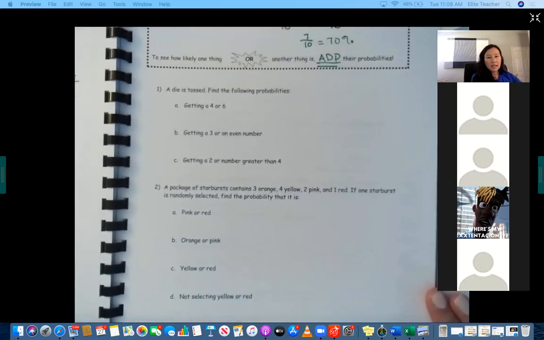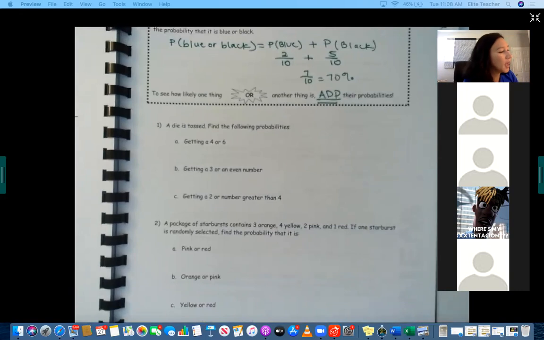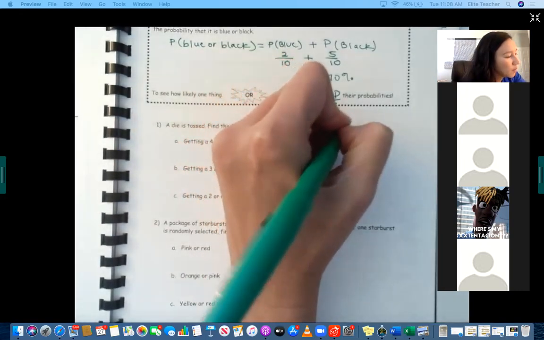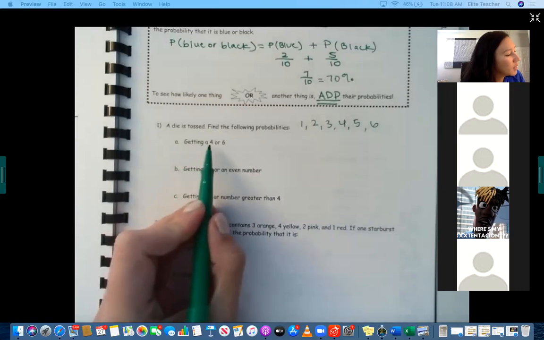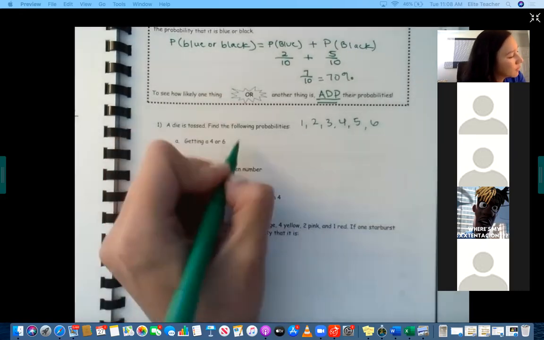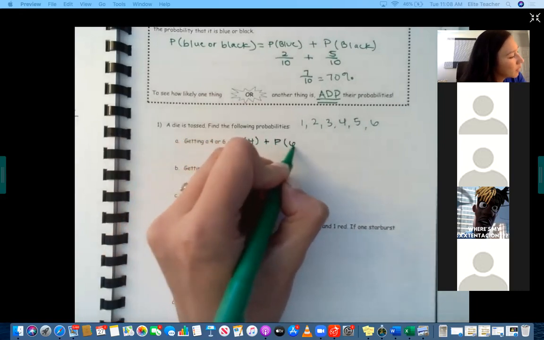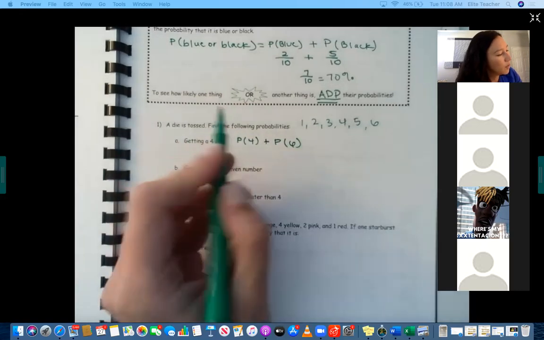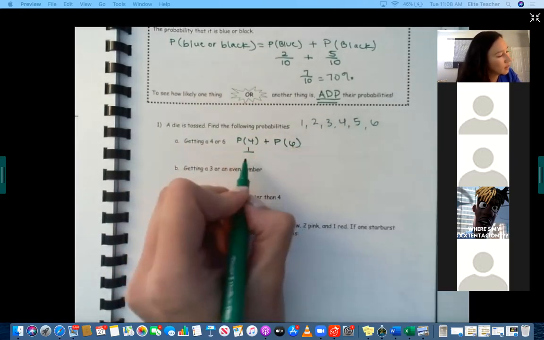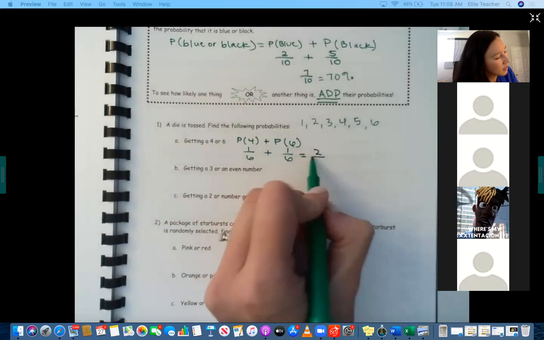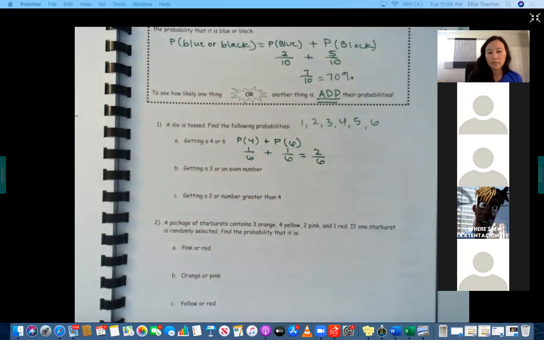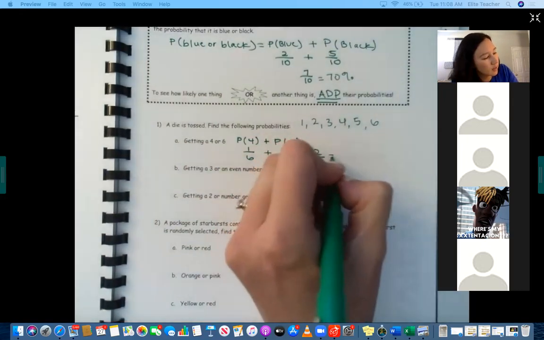Okay. Number one, a die is tossed. Find the following probabilities. Again, the options on a die are 1, 2, 3, 4, 5, or 6. So find the probability of getting a 4 or a 6. We have to do the probability of getting a 4 plus the probability of getting a 6. For getting a 4, there's only one of those out of 6, and for getting a 6, there's only one of those out of 6. So it'd be 2 out of 6, which is about a 33% chance.